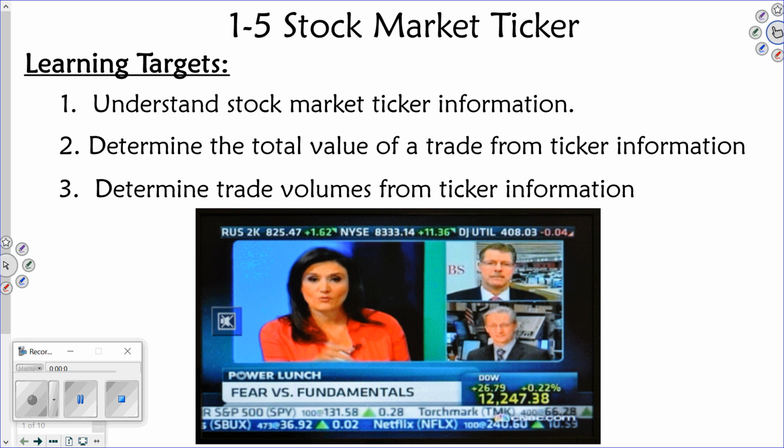All right, for today, we are looking at the stock market ticker. I put a screenshot up here of all of this craziness that runs across. If you ever see that on TV and you're like, what the heck is all of that? That's the ticker. We're going to look at what all of that means today and how you read it. It's really not that bad.